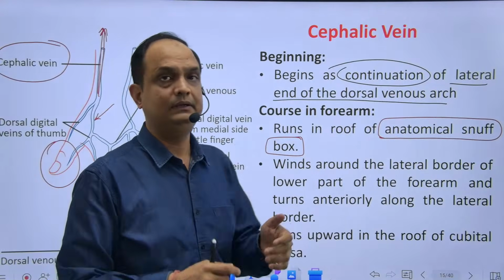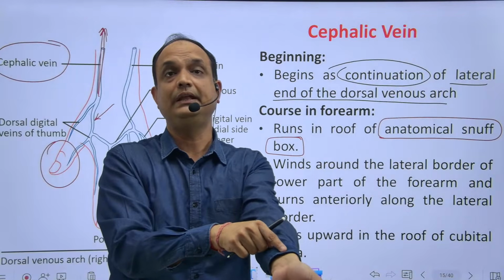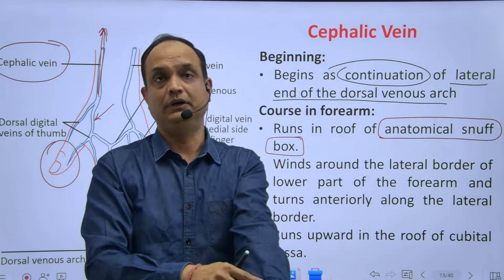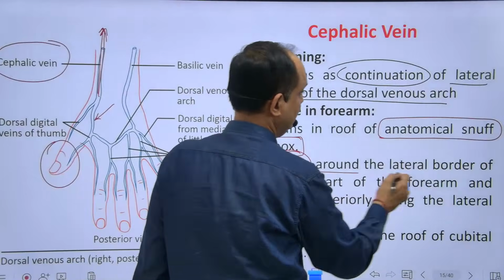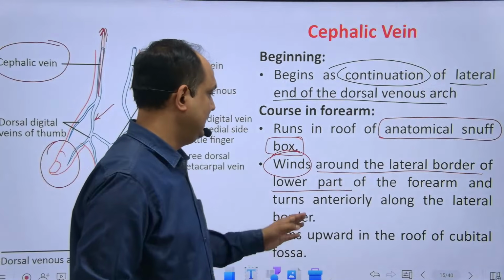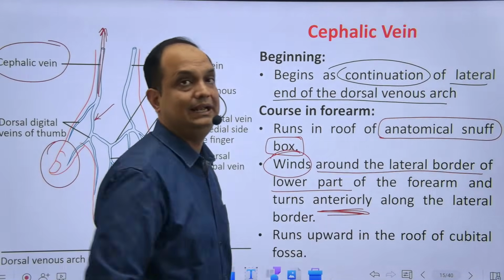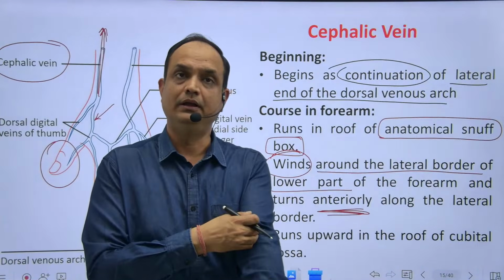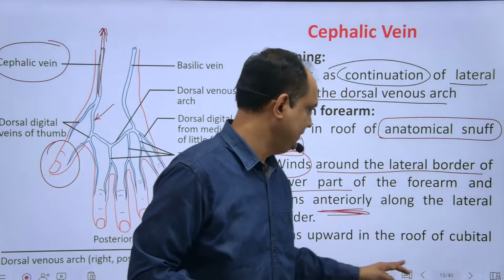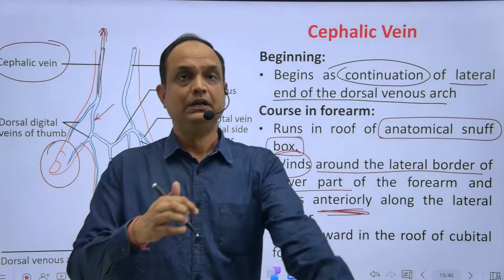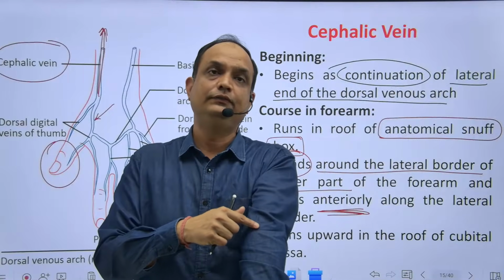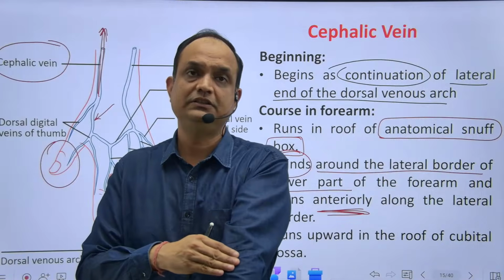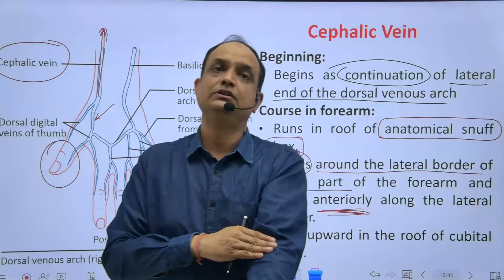Now after that, this vein starts to make a spiral course along the lower end of the forearm and then comes onto the forearm. So it winds around the lateral border of the lower part of the forearm and then comes anteriorly along the lateral side of your forearm. Now this is going to run upward. Where it runs, it will reach the cubital fossa. Now where is the cubital fossa? If you see your elbow, in front of the elbow you are able to see a small shallow depression. This small shallow depressed area is known as the cubital fossa.